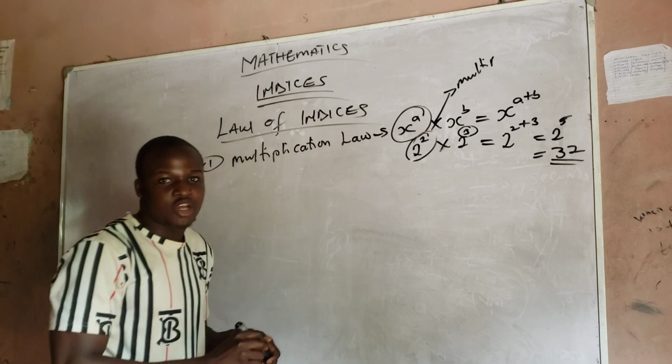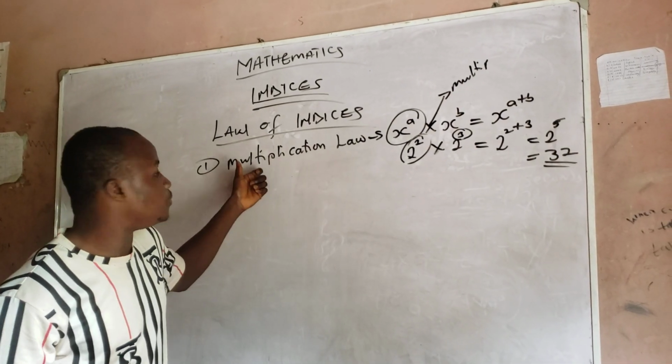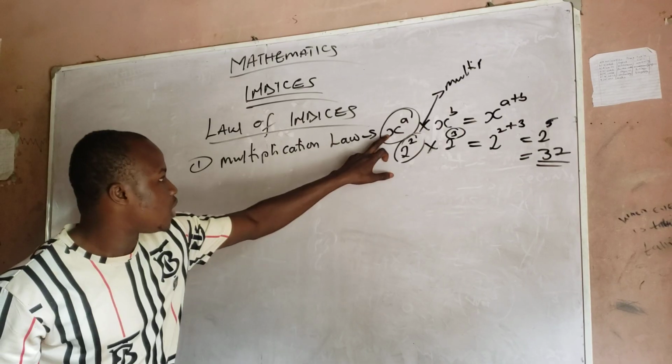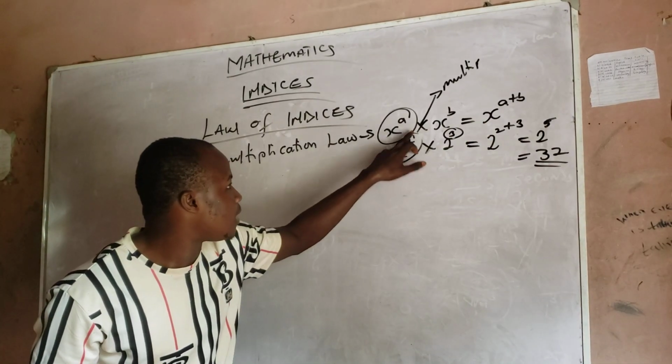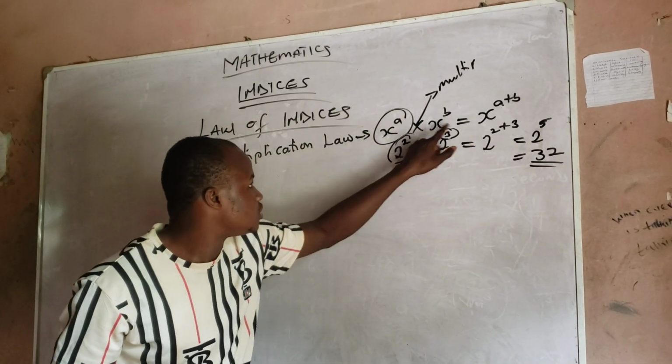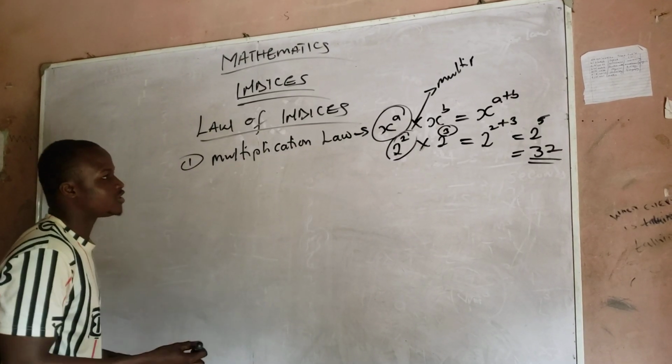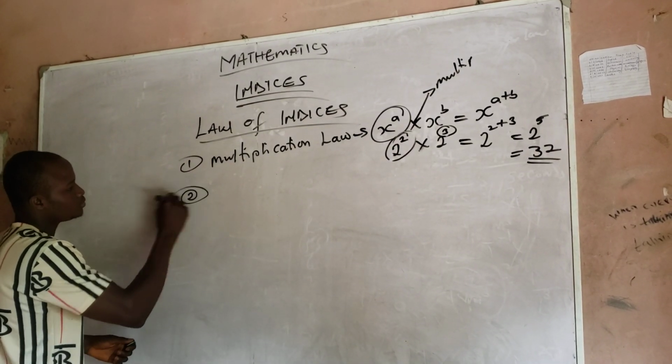So if it is multiplication, you just apply the law of multiplication and what? You add the power. The first one will be x raised to the power a, then the second power is what? b. That's how it works. Now let's look at the next one.